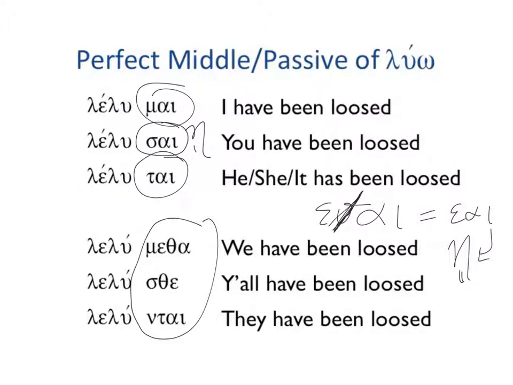The big thing that you need to know for the perfect middle passive is unlike the active, there's no kappa, but there is reduplication, and these endings are the same middle passive endings that you know already without the connecting vowels.